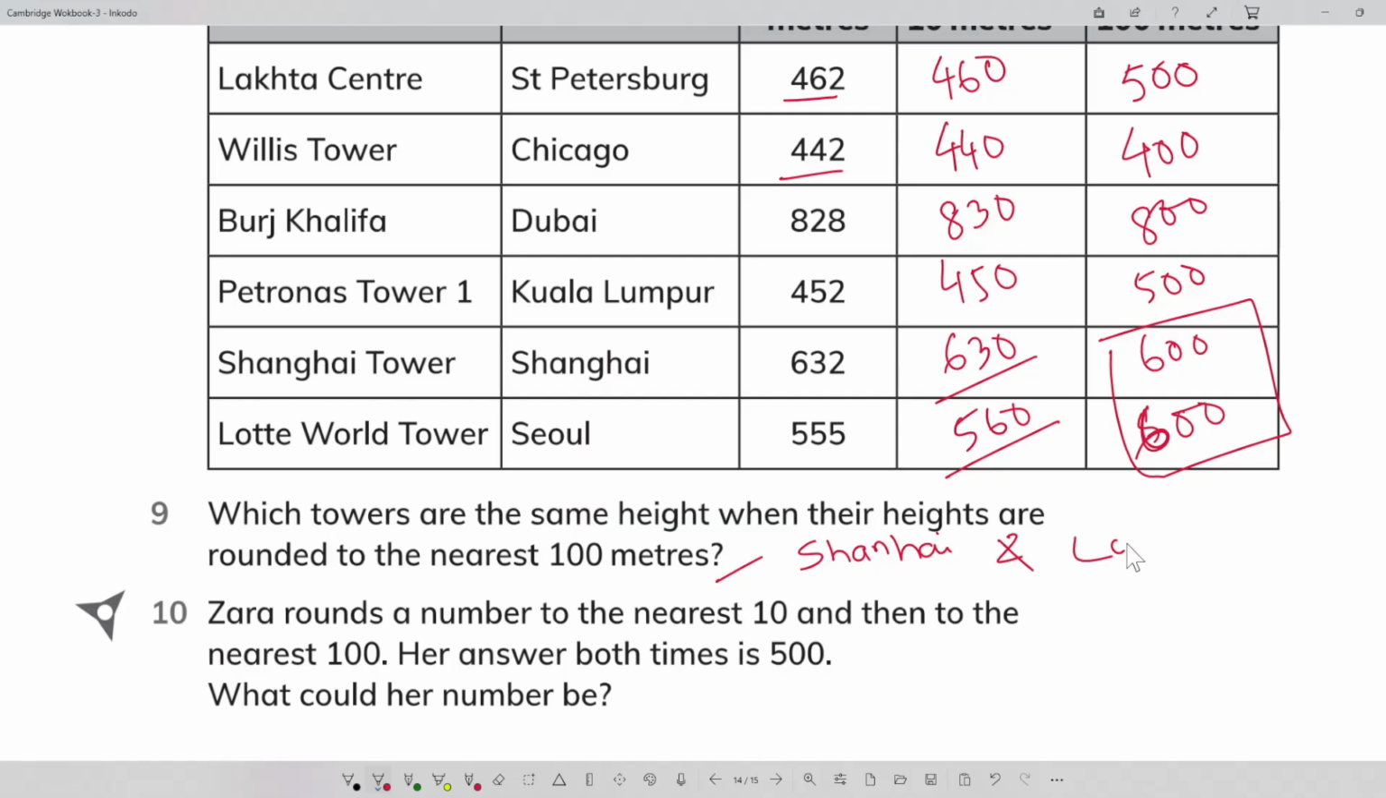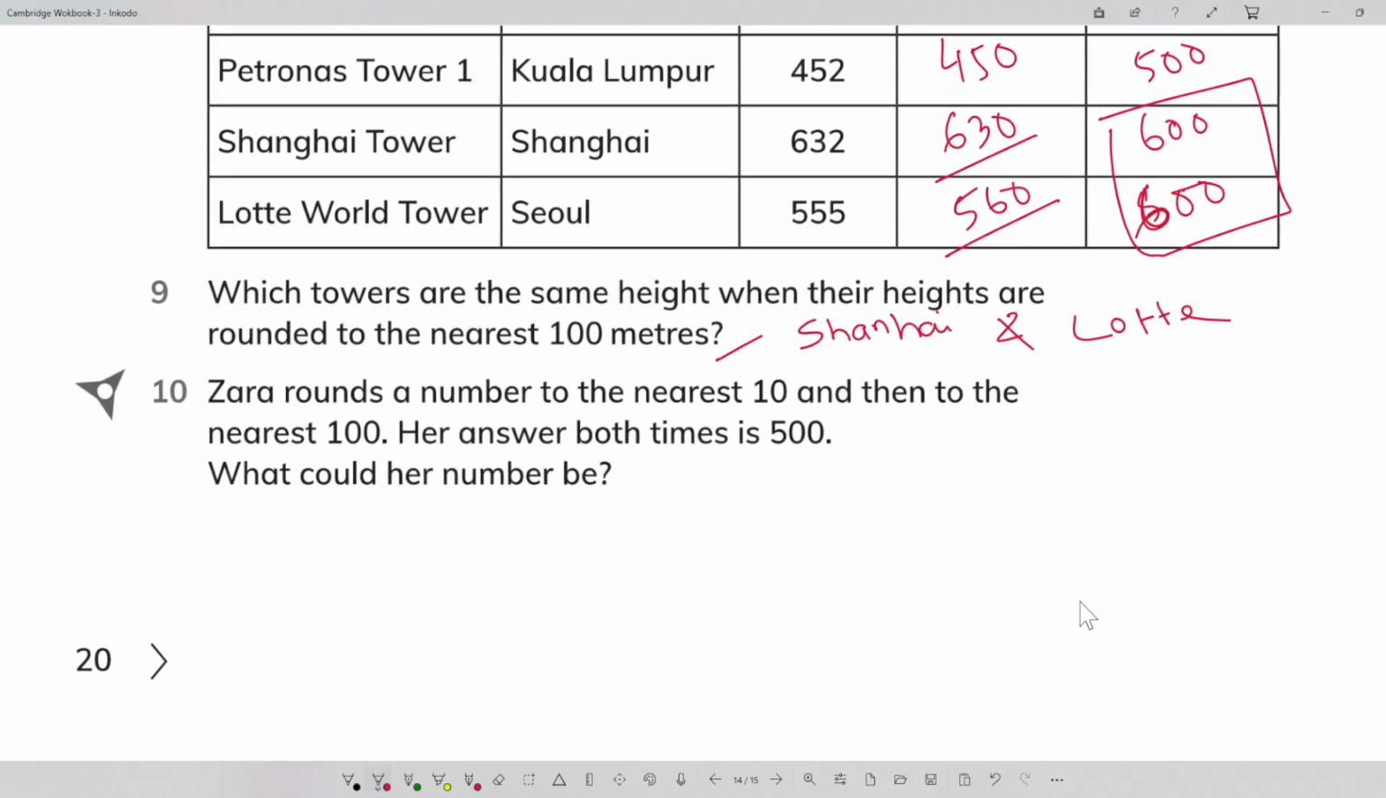So we can say the towers are Shanghai and Lotte. Now Zara rounds a number to the nearest 10 and then the nearest 100. Her answer both times is 500. What could her number be? Oh, it's a very interesting question. So nearest 100 and nearest 10. What could be the number?